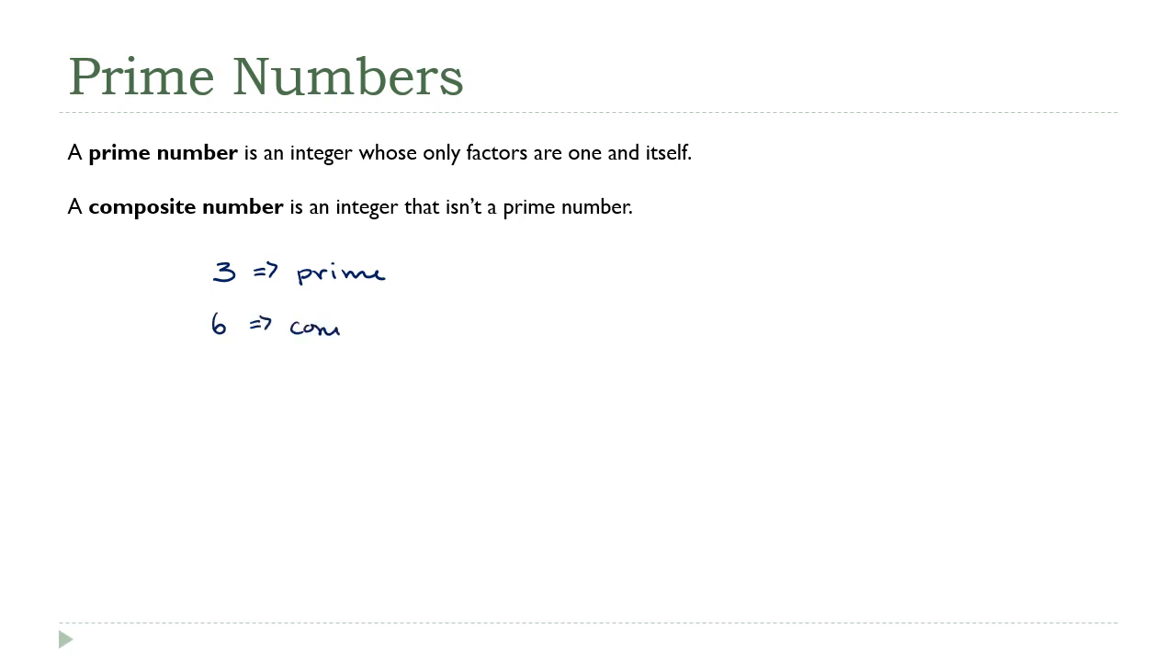Take 6 on the other hand. 6 is a composite number because in addition to 1 and 6, 2, for example, also goes into 6 evenly, so it's a factor. And 3 also goes into 6. So 6 has several factors other than 1 and itself. That's what puts it in the composite category.